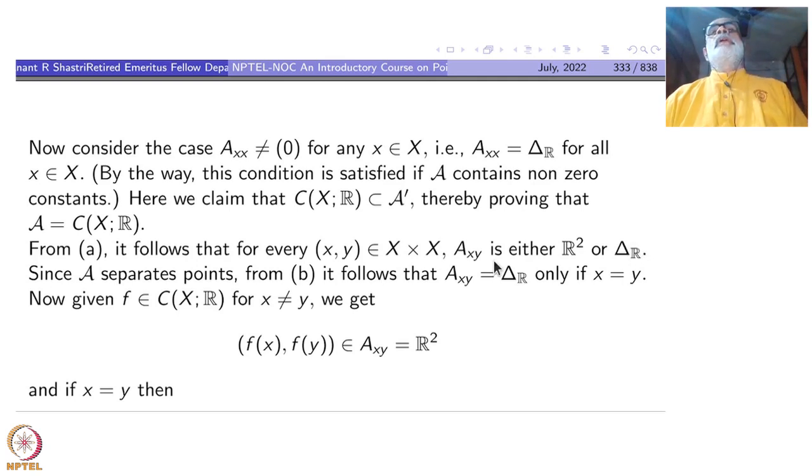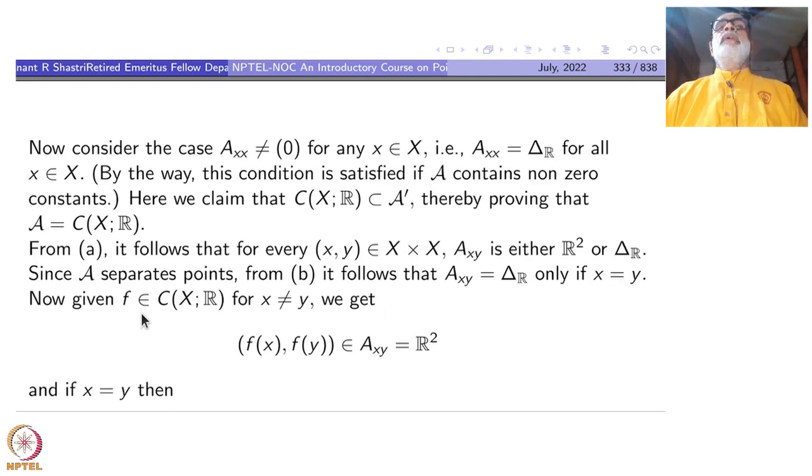Since A separates points from B, it follows that A_xy is delta R if and only if x is equal to y. See, if points alpha, beta are not equal to each other, then they are not inside delta R, right? So, once you have some other element, what is the other choice? It must be the whole of R². So, this is delta R only if x is equal to y.